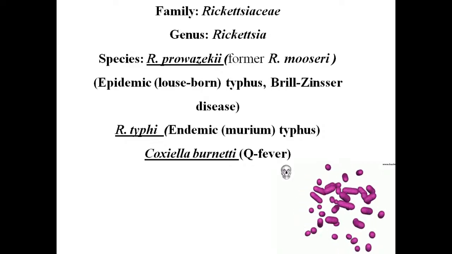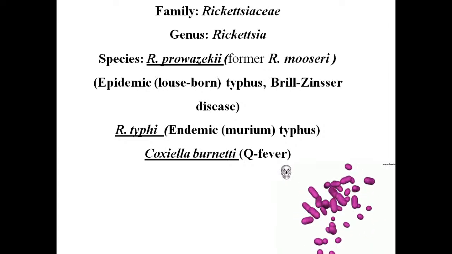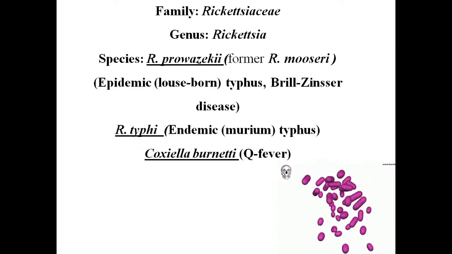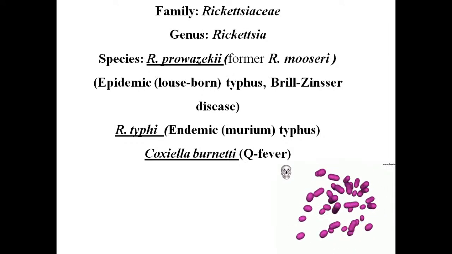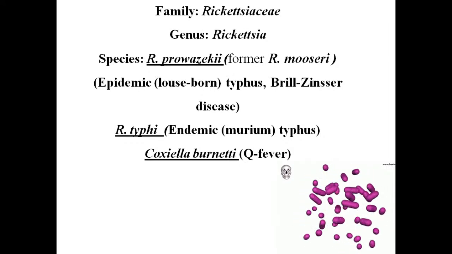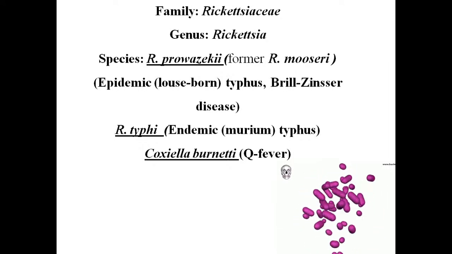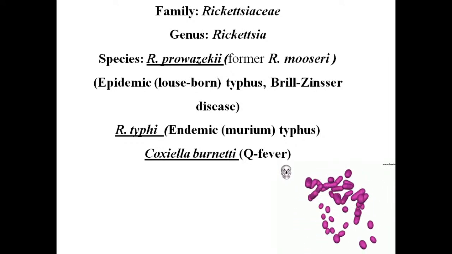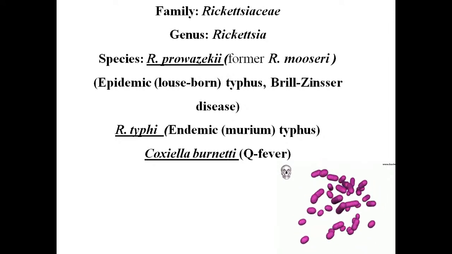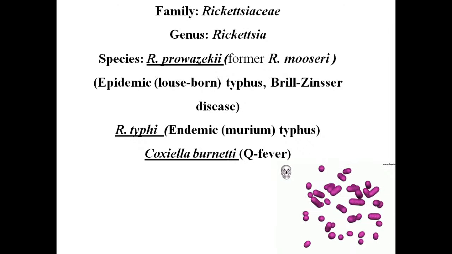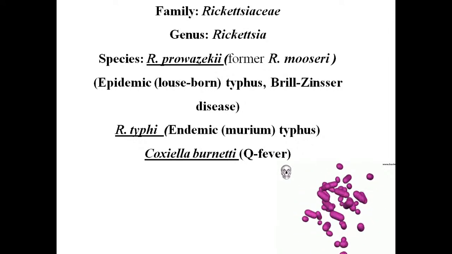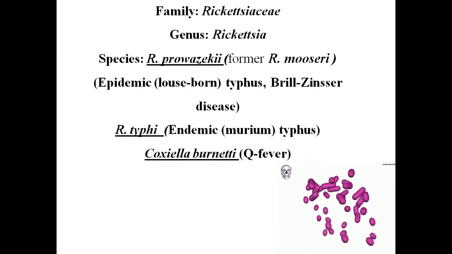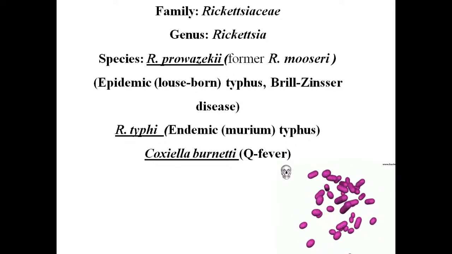Let's start from the first pathogen. This pathogen belongs to family Rickettsiaceae, genus Rickettsia, and there are some species. Rickettsia prowazekii. This species is a form of Rickettsia mooseri. So sometimes in some microbiology textbooks, you may see this name. Rickettsia prowazekii causes epidemic or louse-borne typhus, and it also causes Brill-Zinsser disease. Rickettsia typhi causes endemic or murine typhus.